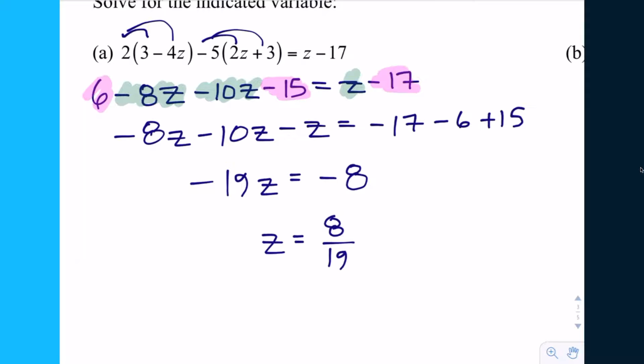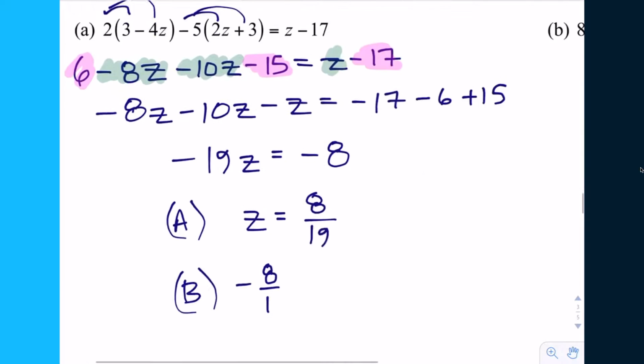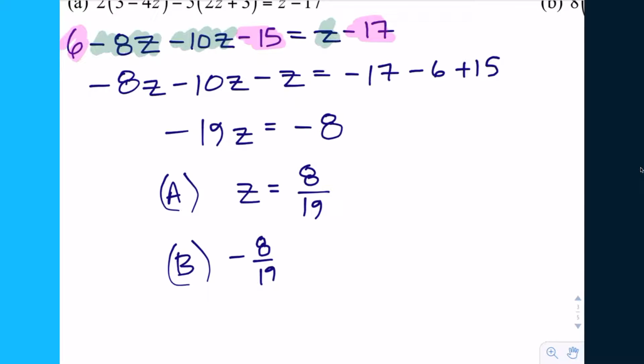Now, this would be, of course, the correct answer. What do you anticipate, being students of math, if this were like answer choice A, that would be the one hopefully you'd choose, what do you suspect I might put as another answer choice? Negative 8/19 for sure. Yep. What else do you think might be an answer choice?